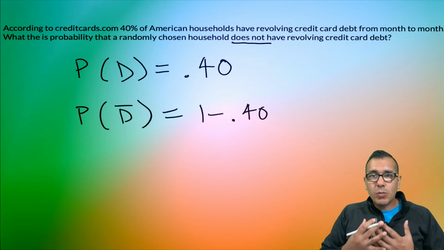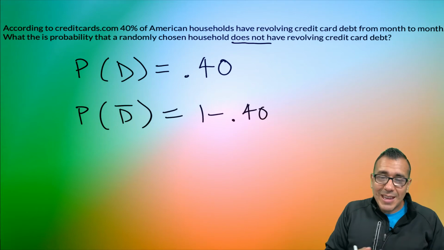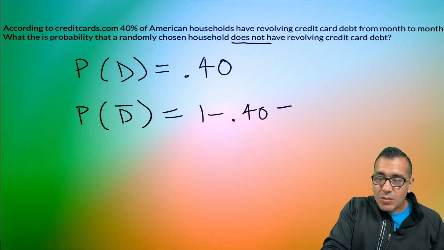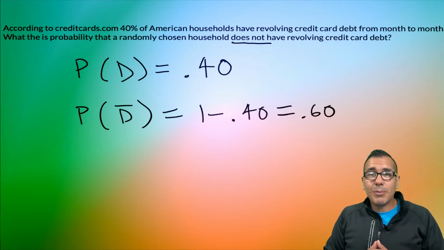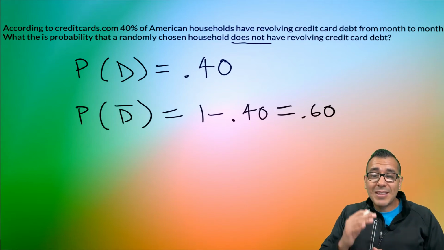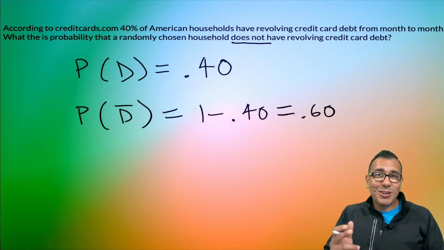So make sure you read the question and what it is that you're looking for. In this case, we want the complement, which is 0.60. So that means that 60% of American households do not have this revolving credit card debt. Make sense? Follow me to our next example.